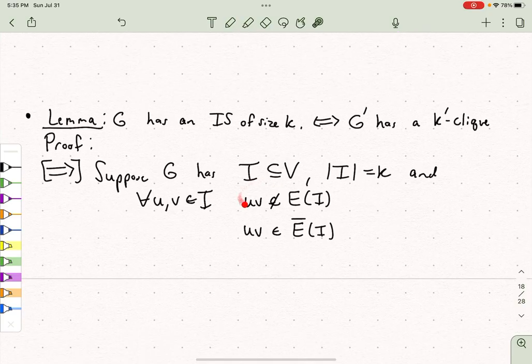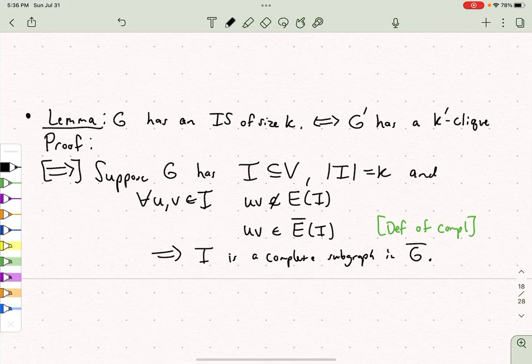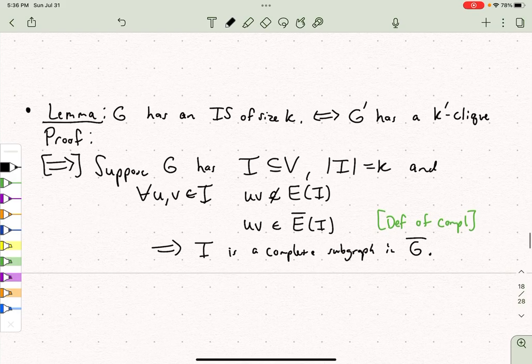Just by definition, if we have an edge, then we don't have that edge in the complement, and vice versa, if we don't have that edge, then we do have it in the complement. So this is just by the definition of complement. And so what does this mean? Well, this literally is the definition of a complete graph. So that just means that I is a complete graph in the complement G bar. In other words, it's a K-clique.